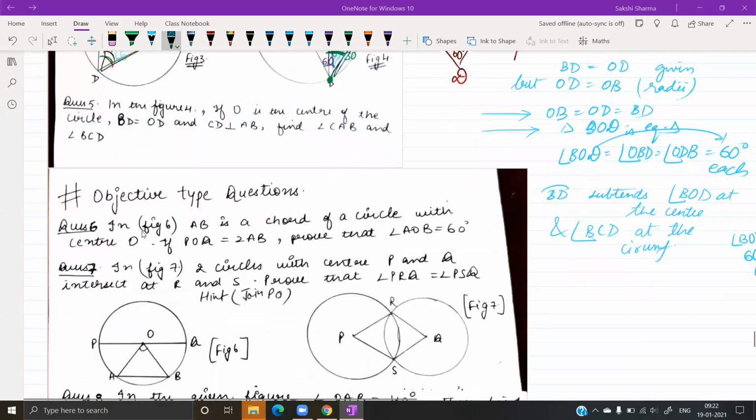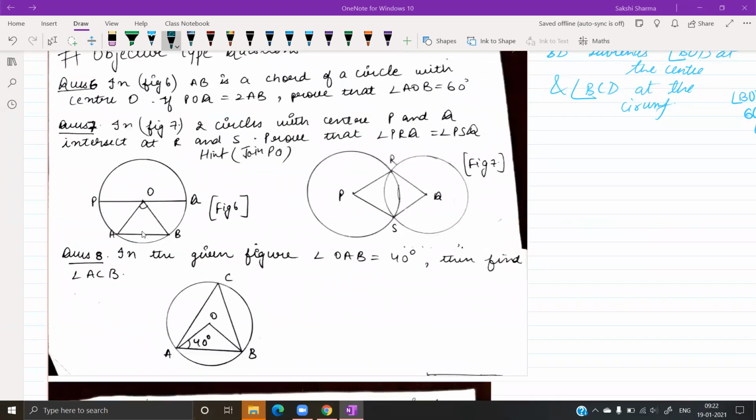You have objective type questions. These questions carry like 1 mark, so these will be very short answer type questions. In case अगर आपका proof बहुत लंबा बन रहा है, do check. Objective type questions are very short answer type questions, so आपका proof ज़्यादा लंबा नहीं होना चाहिए.